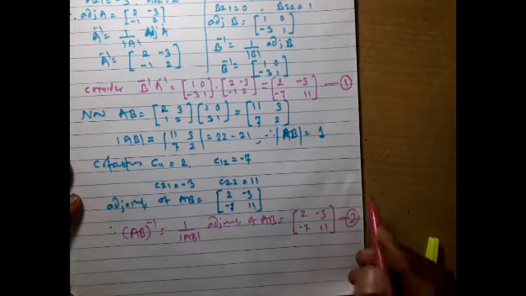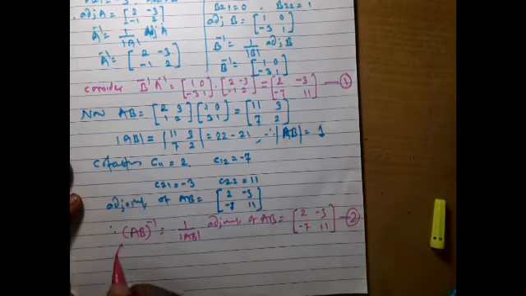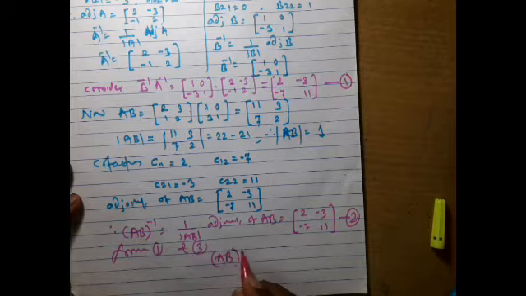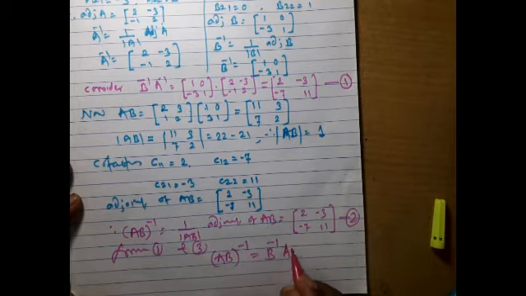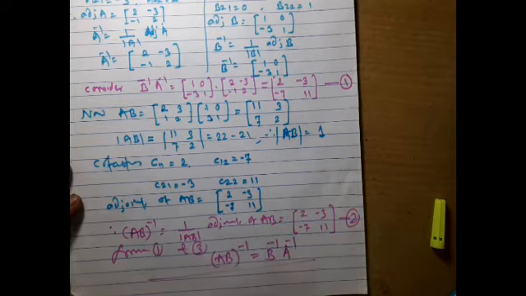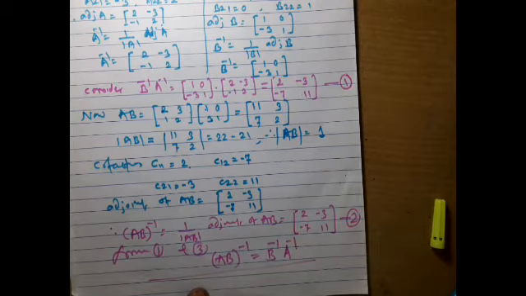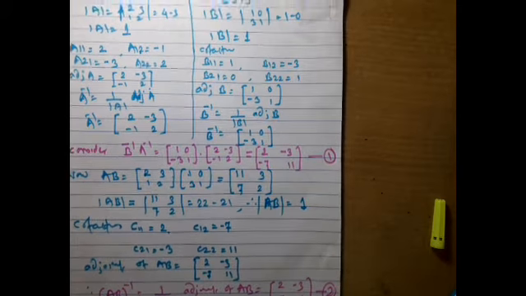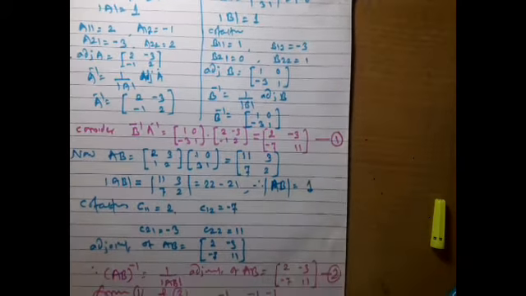Now if you see the equation number 1 and 2, from 1 and 2, it is proved AB inverse is equal to B inverse into A inverse. Got it? So very simple example, lengthy, it may be asked for the 4 marks for the board examination.